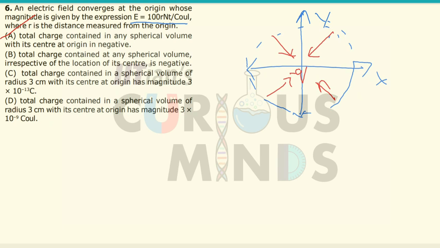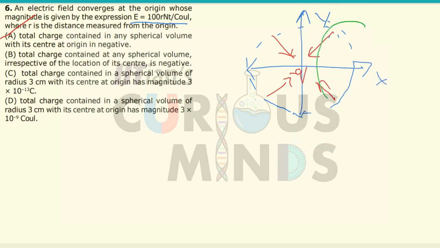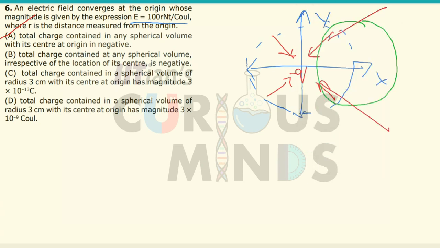Let us see option B. The total charge contained in any spherical volume, irrespective of the location of its center, will be negative. If I draw a sphere somewhere over here, with the center not equal to the origin, the lines of force still converge at this point. If I extend these lines, they still converge at the origin, so there will still be negative charge at this point. So option B is also correct.